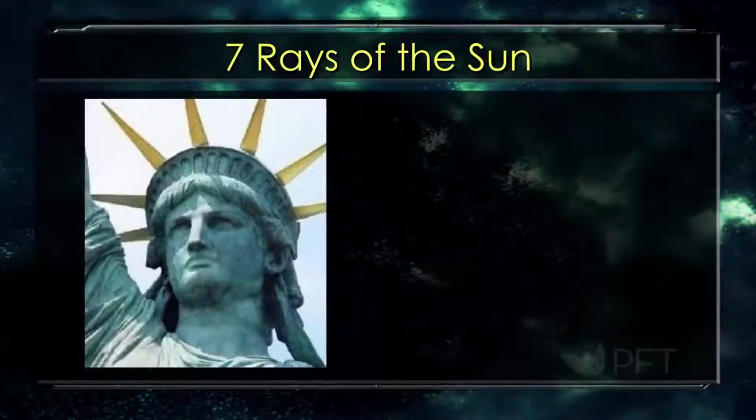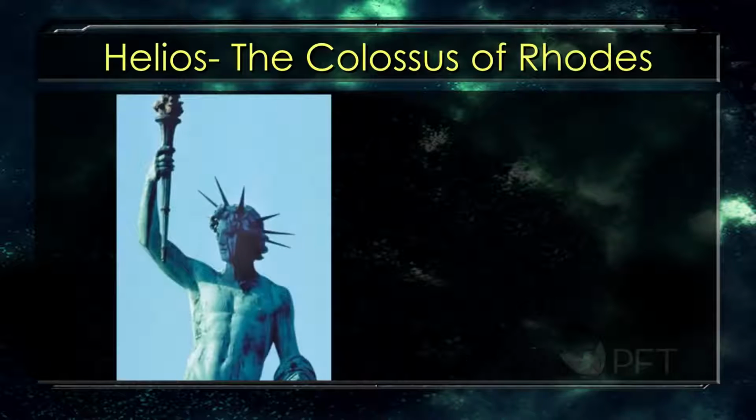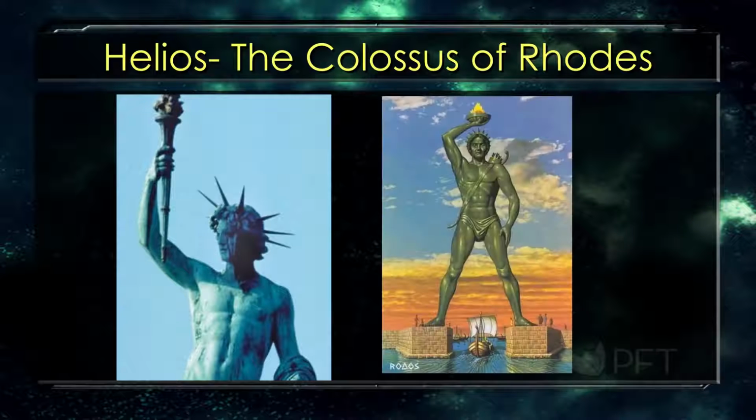Let's go one further. The 7 rays of the sun. Notice the nimbus, the halo of rays of the sun. This is an ancient pagan sun god. It's everywhere. This is not something they just made up. Helios, look at this, holding a torch. He's the Colossus of Rhodes, one of the 7 wonders of the ancient world.